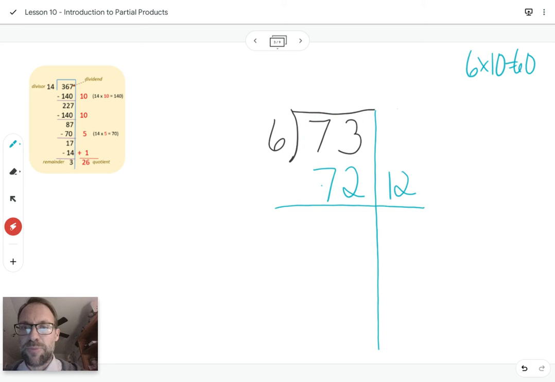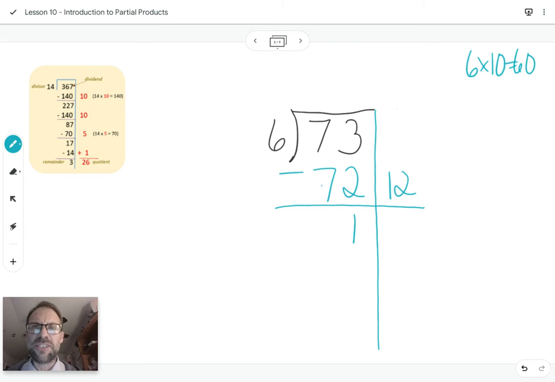And I'm going to make sure that my place values stay nice and lined up. My ones places, my tens places, they got to stay lined up because what I'm about to do is subtract. 3 minus 2 is 1, and 7 minus 7 is 0. So I have 1 left over. And now I'd repeat the same process.